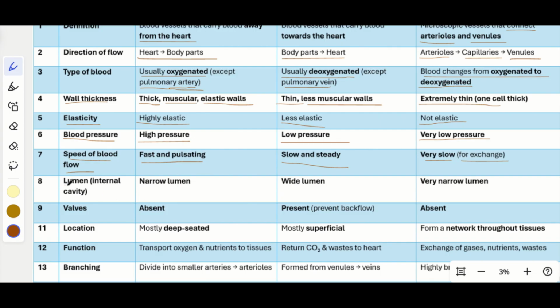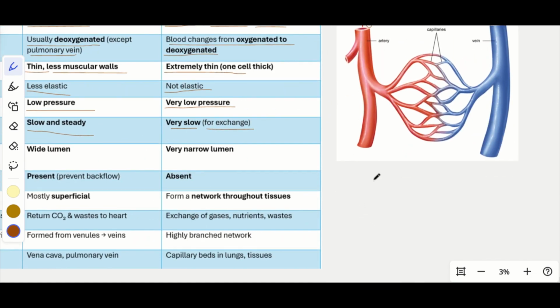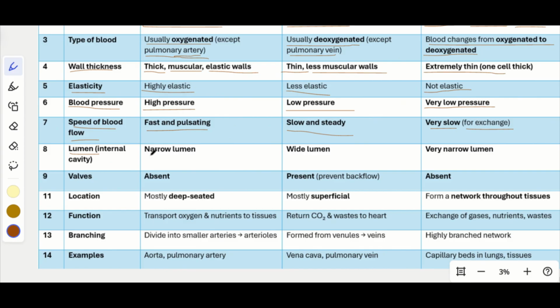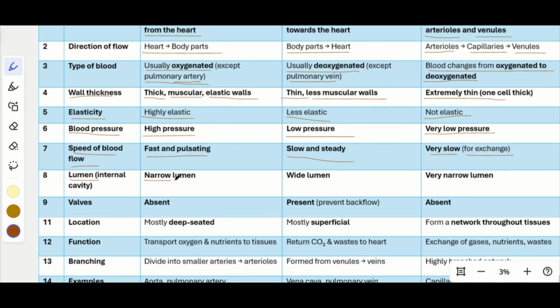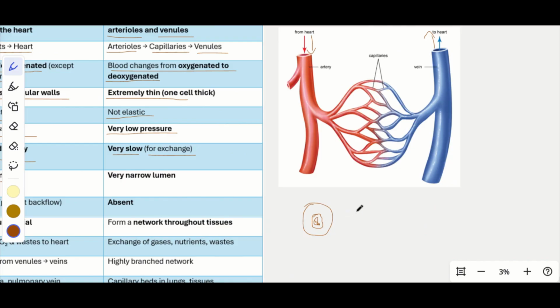And the lumen, that is the internal cavity. Each artery and vein has a lumen like this, but the thickness and so on will be different. This space is called the lumen. Arteries have a narrow lumen, but veins have a wider one. This is an artery, and this is how the lumen of veins will be comparatively wider.